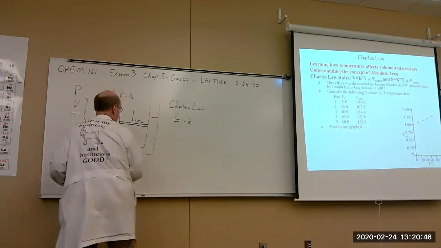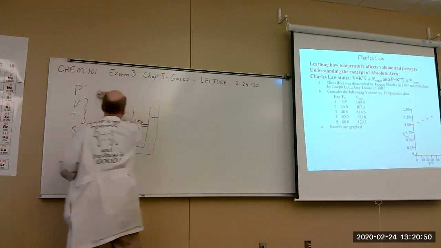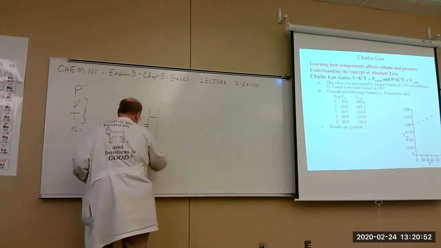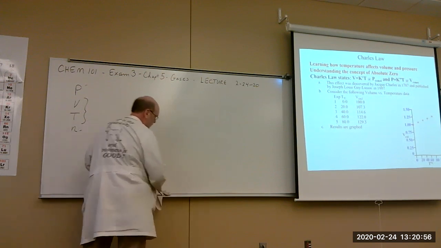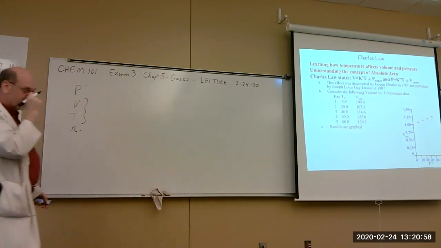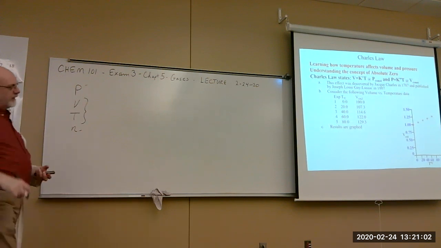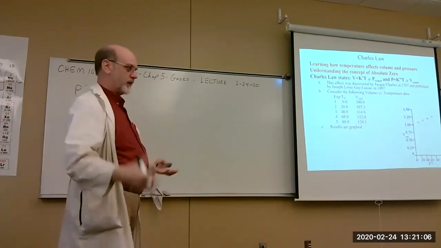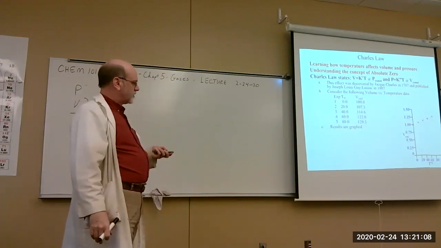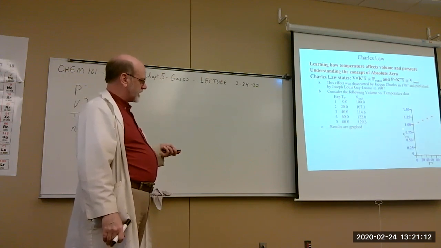So, Charles wasn't the only one interested in temperature-volume relationships of gases. Lots of other people were. And one of them went by the name of Lord Kelvin. And he said, okay, I've got all this data that's been published by other people, and I've done some of my own experiments. What if, after I plot here, I just take that line and keep extending it?